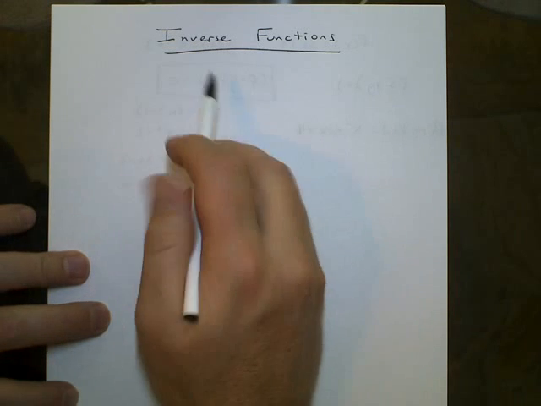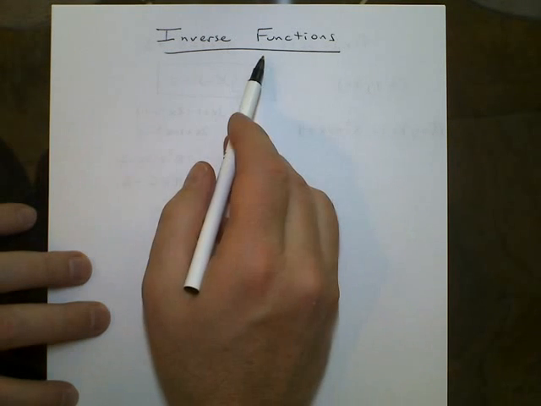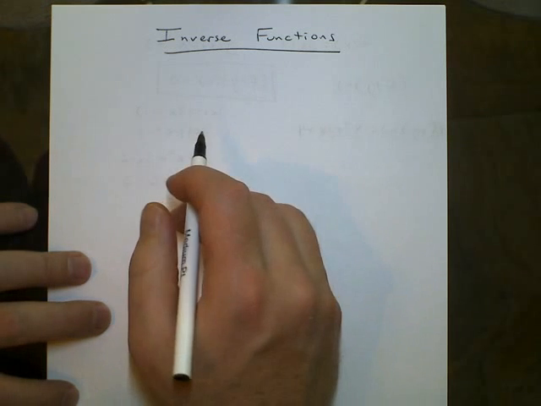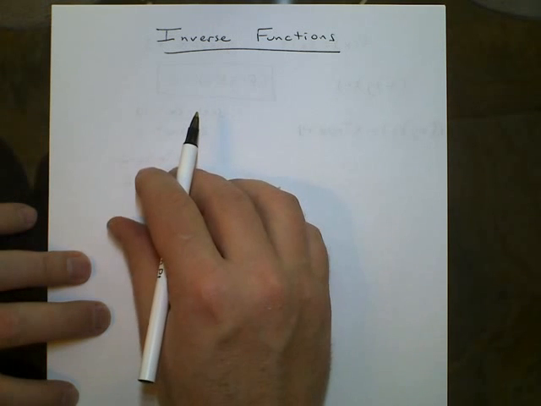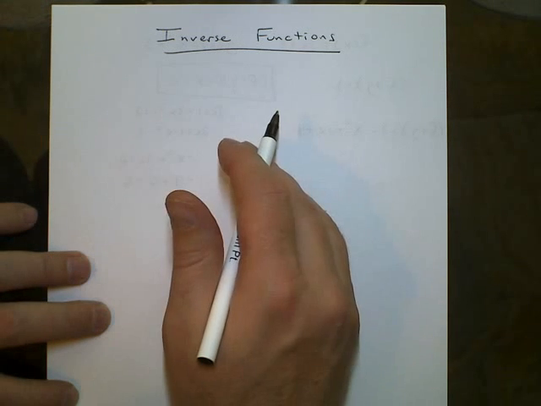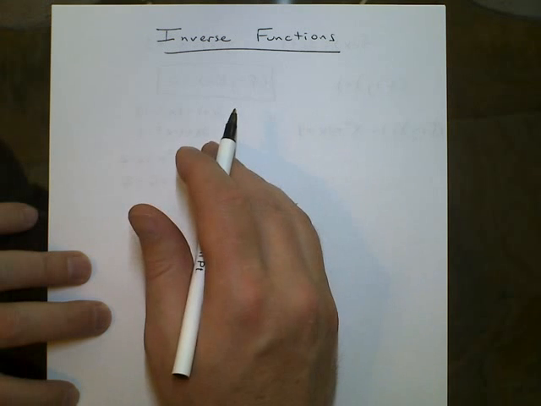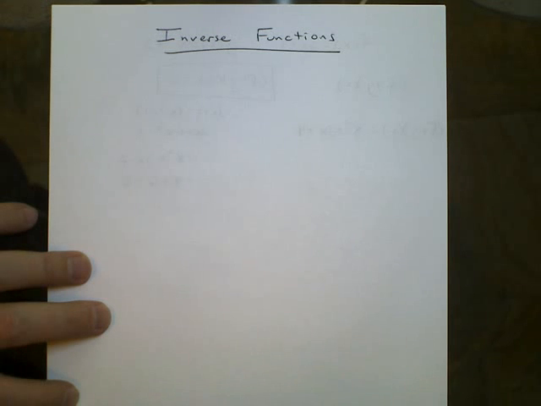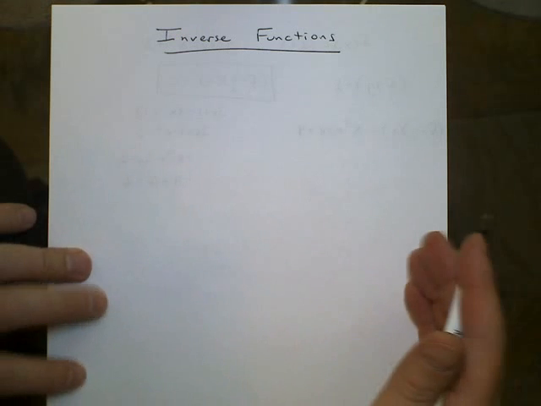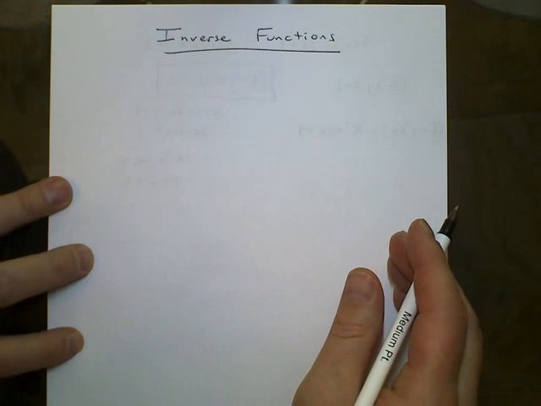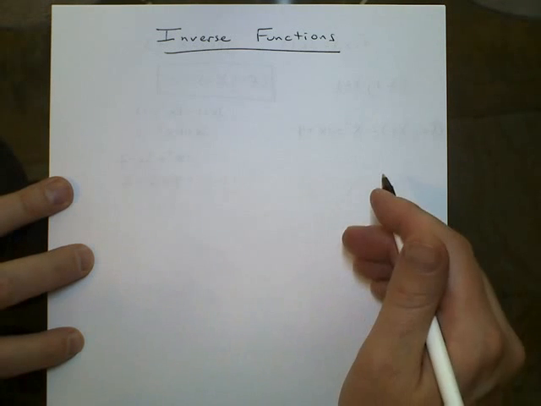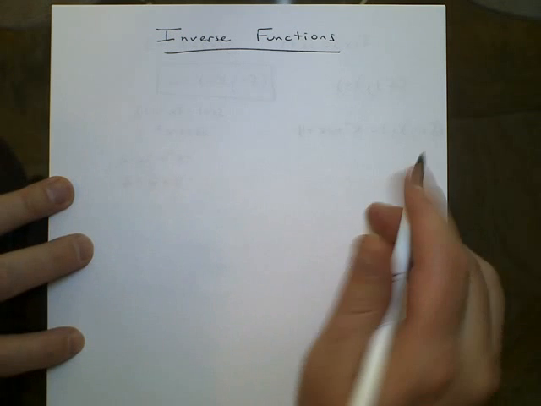We're now going to talk about inverse functions. Inverse functions are functions that basically undo each other. Like inverse operations: addition and subtraction are inverse operations, multiplication and division, squaring and square rooting. Inverse functions are functions where the end product gets you back to where you started.